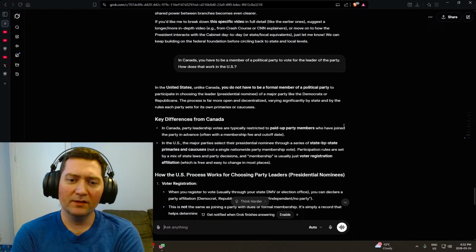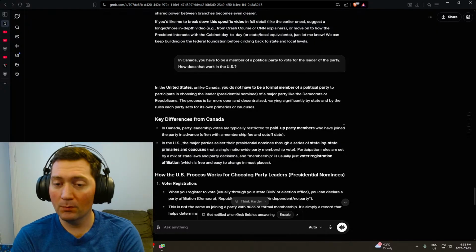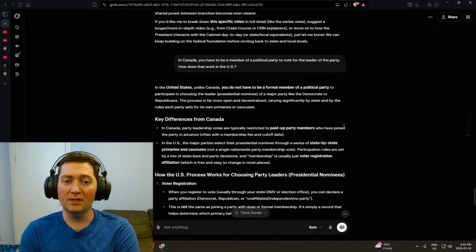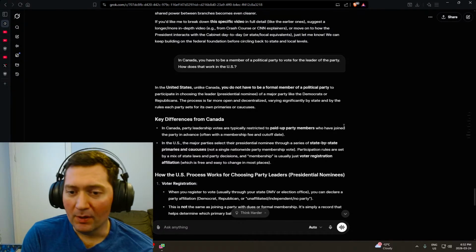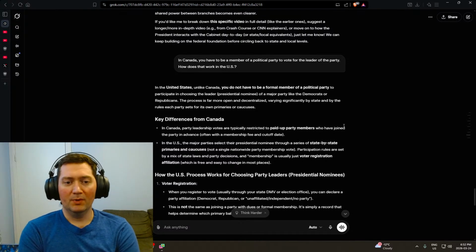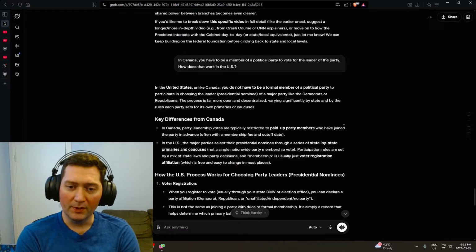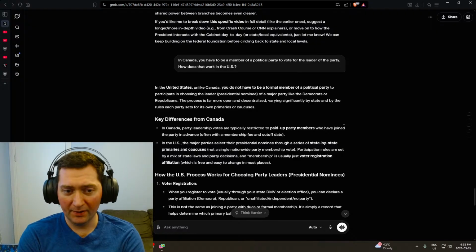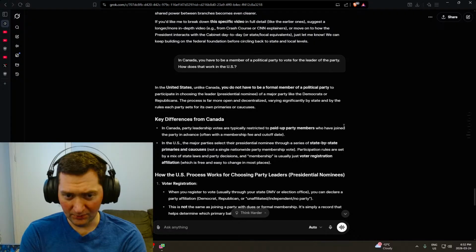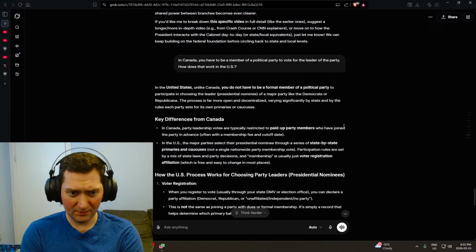In the United States, unlike Canada, you do not have to be a formal member of a political party to participate in choosing the leader, the presidential nominee of a major political party like the Democrats or Republicans. The process is far more open and decentralized, varying significantly by state and by the rules each party sets for its own primaries and caucuses.